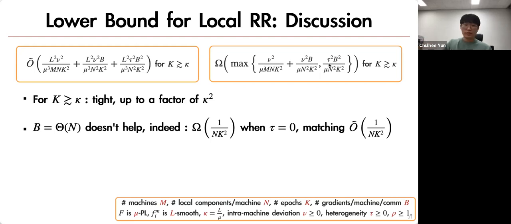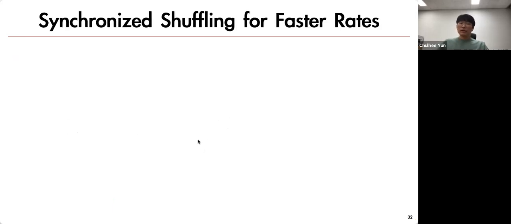So for tau equal to 0, there's this tau term, which corresponds to the homogeneous case. Then if we set b equal to n, the lower bound becomes 1 over nk squared. So this lower bound doesn't have any m term. So the local random reshuffling indeed loses the merit of parallel computation.